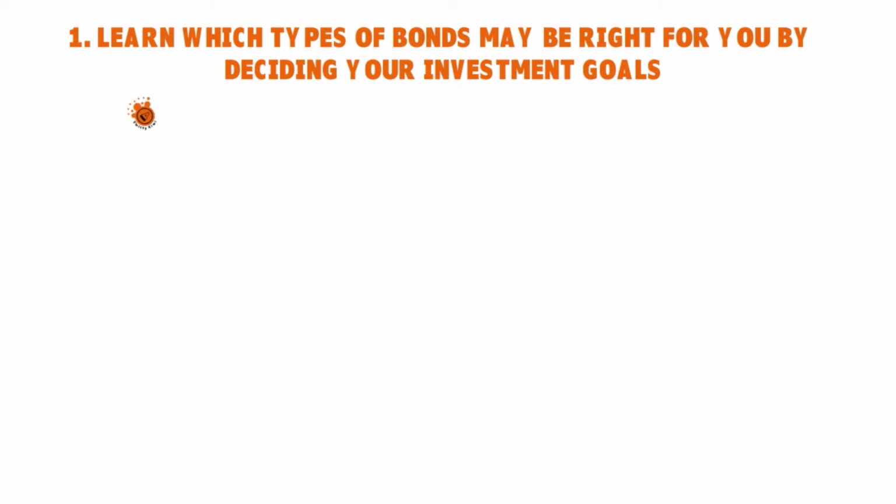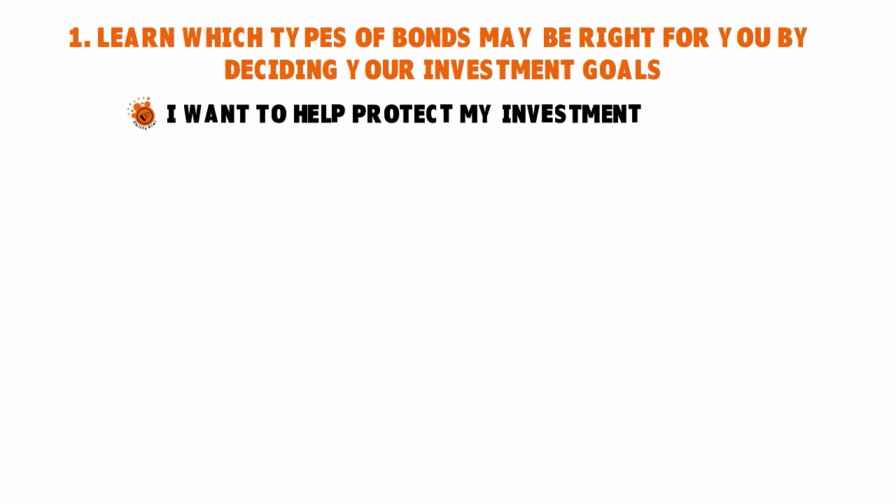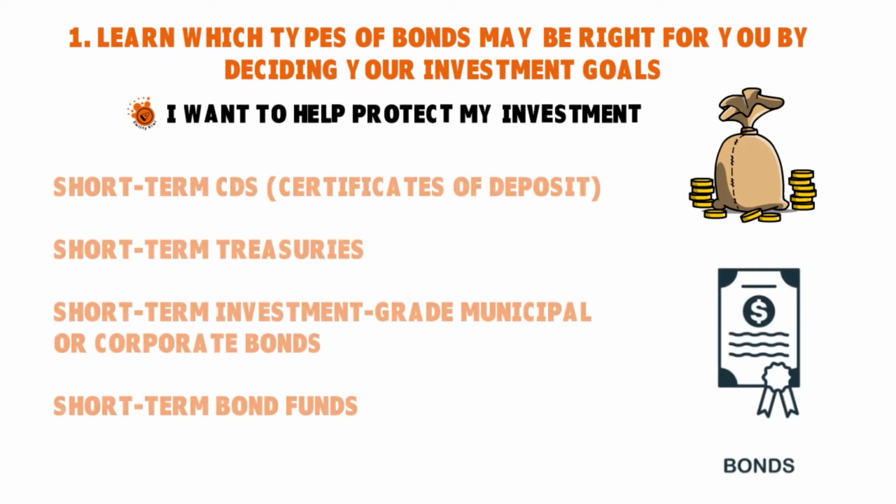It could be, you can say, I want to help protect my investment, so setting money aside for a near-term expense. Then you probably want to choose from this type of bonds: short-term CDs, certificates of deposit, short-term treasuries, short-term investment grade municipal or corporate bonds, or short-term bond funds, right? So if you want to protect your investment, you got to choose those 5 that I just gave you.